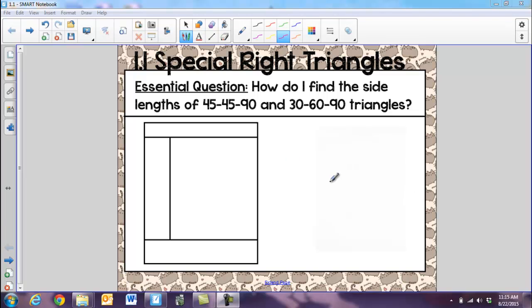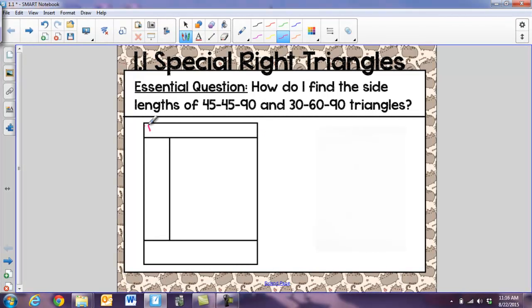So remember, if you didn't pick up one of those Cornell notes sheets in class today, you're going to go ahead and set up your paper like this right here. You're going to have that line across the top, you're going to put your title up here, and then you're going to write the essential question, which is: how do I find the side lengths of 45-45-90 and 30-60-90 triangles? So that's going to go at the top.